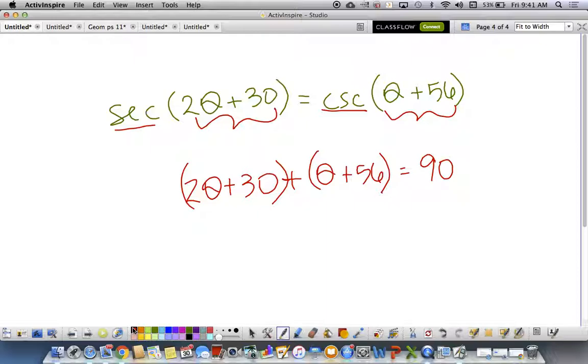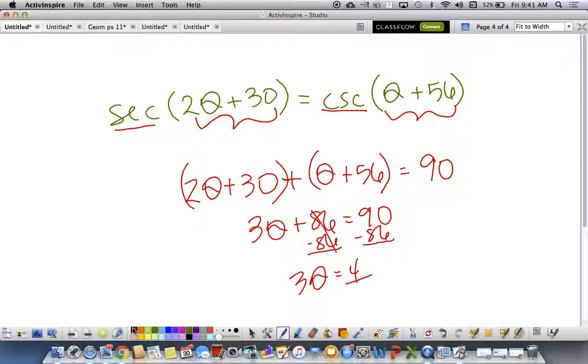So then we're going to simplify, and you're going to get what? Well, 3 theta plus 86 equals 90, and then you subtract 86 from both sides. So 3 theta equals 4. And then you divide by 3 on both sides, and theta equals 4 thirds. That's just algebra. The biggest piece is knowing how to set it up.